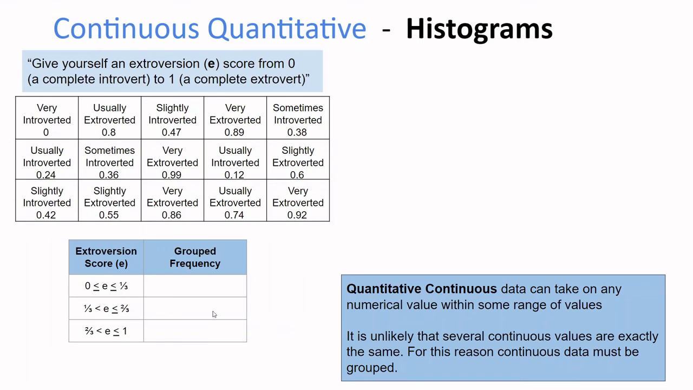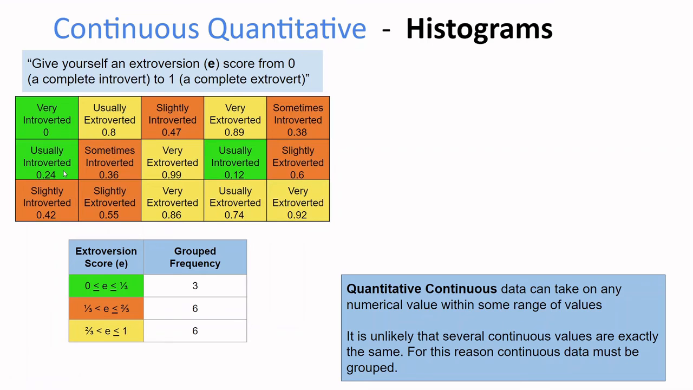Once you've worked out what the range of values are for each group, setting up our frequency table is very similar to how we set it up for discrete data. We just need to count how many of these values are between 0 and 1/3. That's 0 and 0.3 recurring. And I've got 3 of them, 0, 0.24, and 0.12.